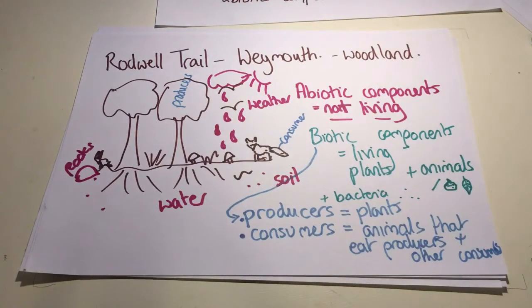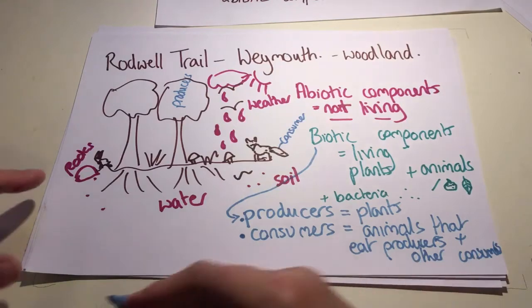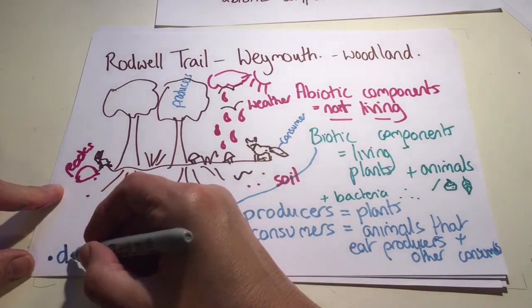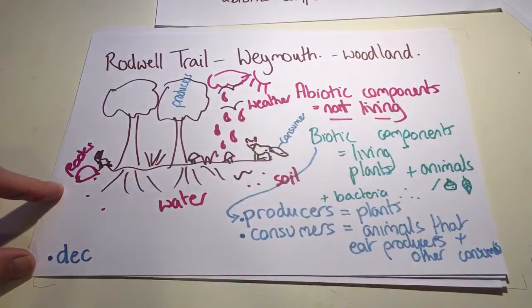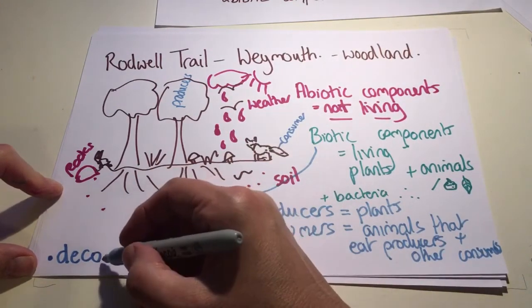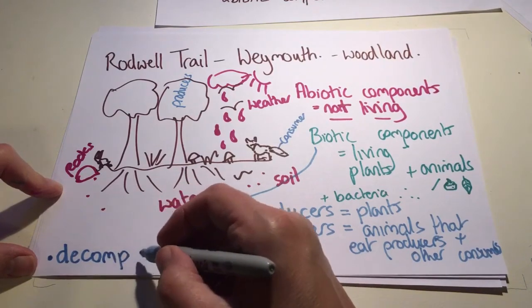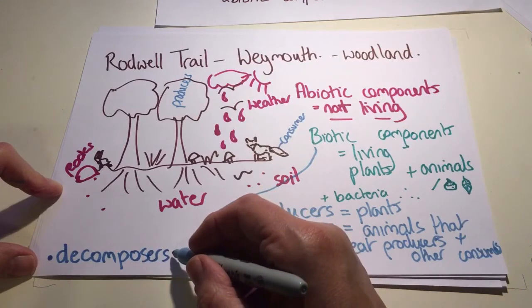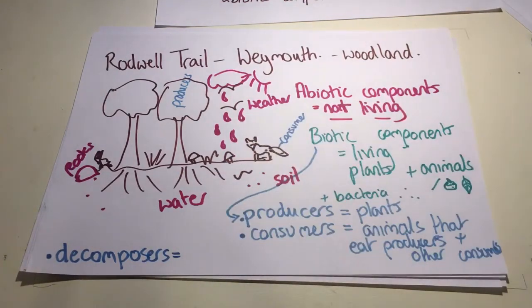We're all good. There is another incredibly important component, and I'm going to write it down here. It starts with a D. Anyone know what it is? Do you know? Can you think? Okay, it's the decomposers. And the decomposers are another incredibly important part of this system, because without the decomposers, nothing would work.